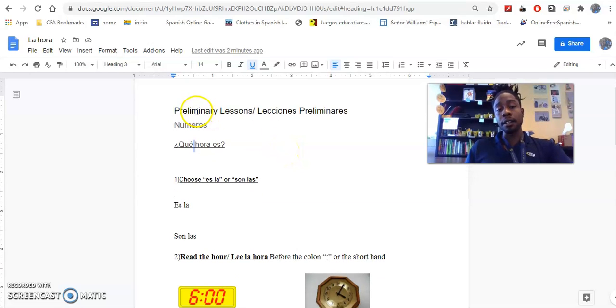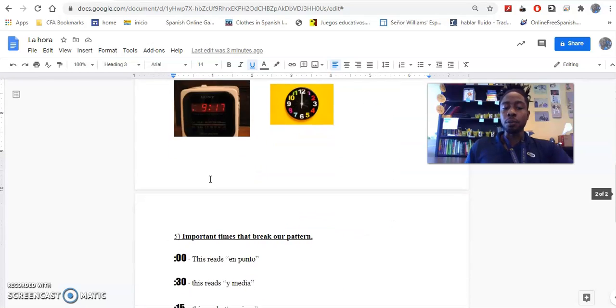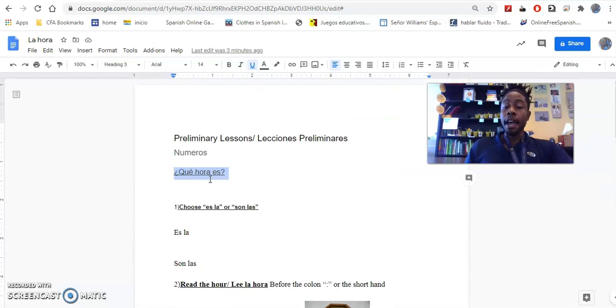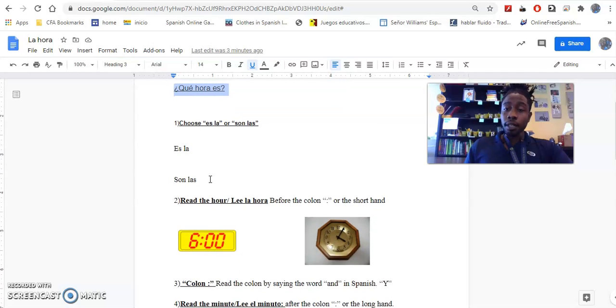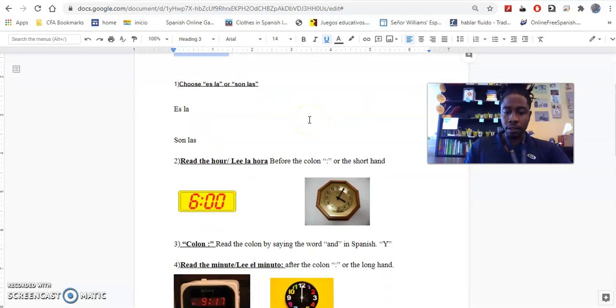So if you're in my class and you're taking notes, again, this is the preliminary section. We're still learning about numbers, and this section is called ¿Qué hora es? So I'm going to teach you the 5 steps, really 4 steps, in being able to read a clock in Spanish, okay? So we're going to start right here with step number 1. I'm going to move this and zoom in so that this is nice and clear for everyone.